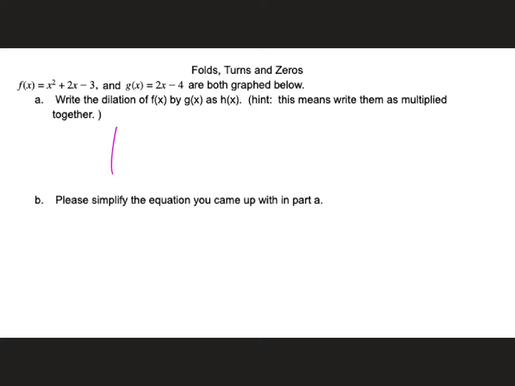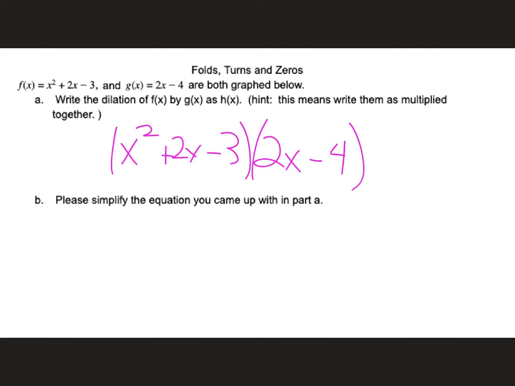Okay. (x squared + 2x - 3)(2x - 4). And that's h of x. Please simplify the equation you came up with. Okay, so that means multiply this out. I'm going to do this in two different ways for you.